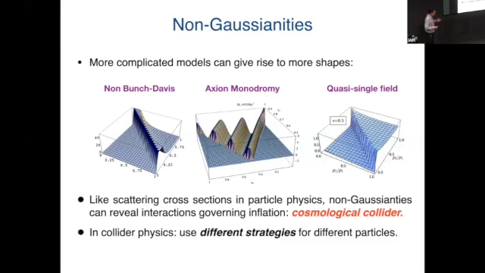And in particle physics, we oftentimes use different strategies to look for different types of particles. Sometimes we look for bumps in the cross sections. Sometimes we look for missing energy. So similarly, we may want to develop different algorithms to look for different shapes of non-Gaussianity.